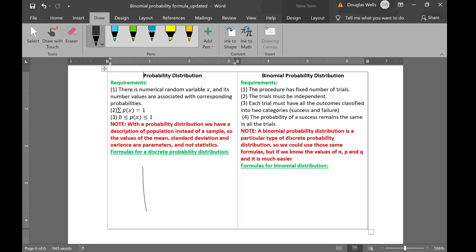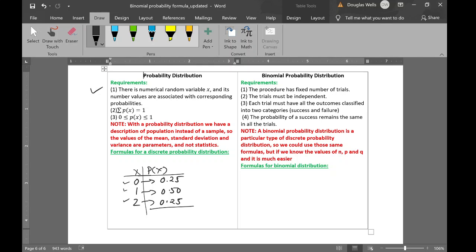So for instance, if I draw this example and I ask you whether this example satisfies probability distribution requirements or not, I'm going to say my random variables are 0, 1, 2. The associated probabilities are 0.25, 0.50, and 0.25. So number 1 says each random variable has to have an associated probability. In our case, yes. So the first condition is satisfied.